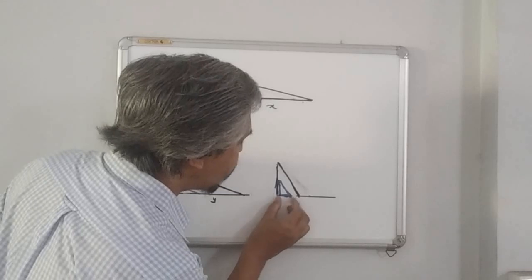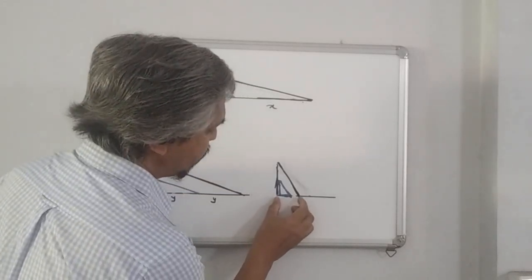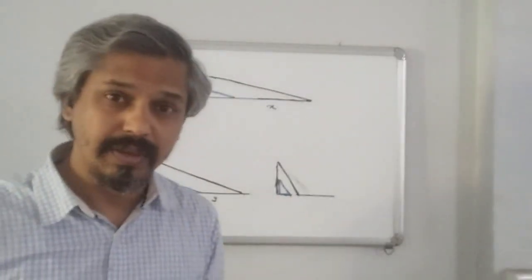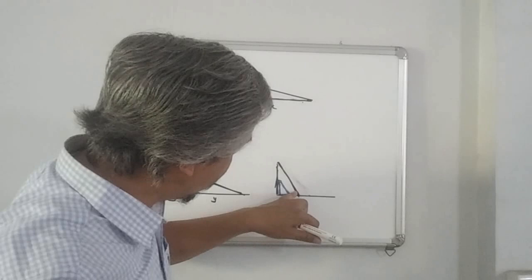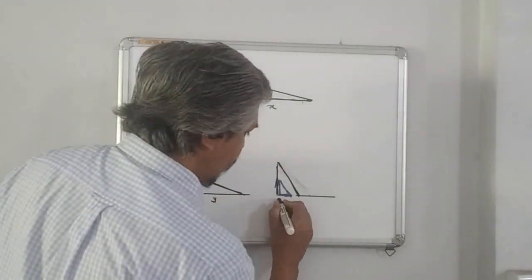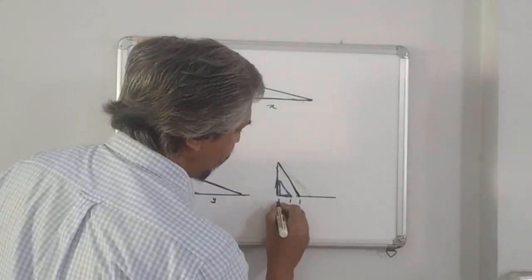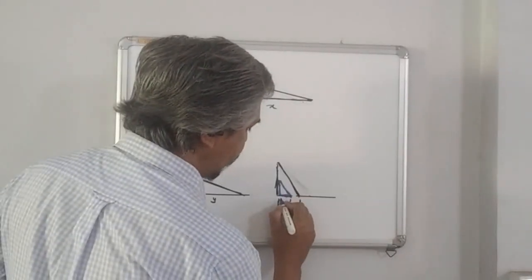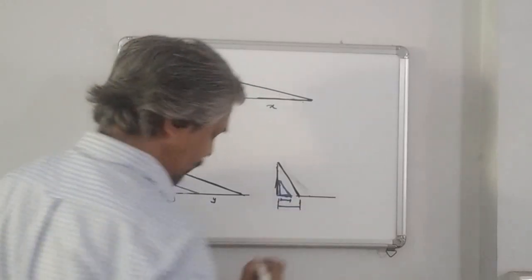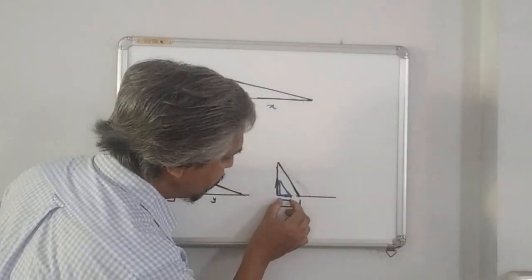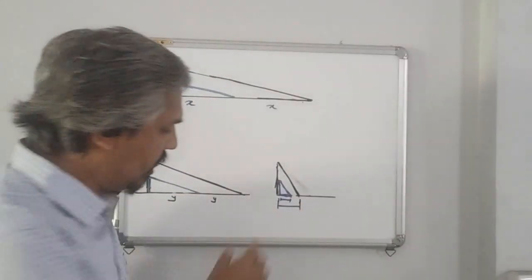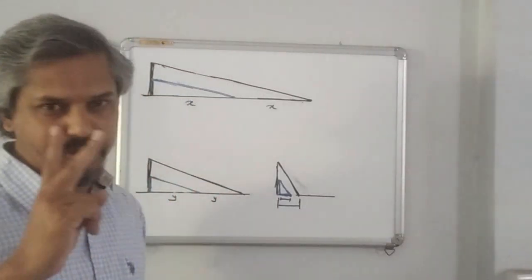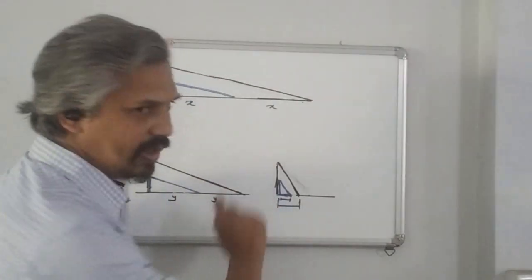So this small distance is half of this distance. The shadow of the father is double the size as compared to the shadow of the son. No matter what this angle is, the ratio of this distance and this distance is always 2. The length of the shadow for the father to the length of the shadow for the son is always equal to 2, because their heights are in that proportion.